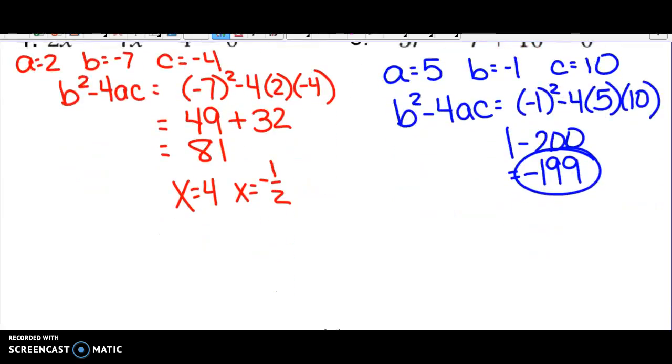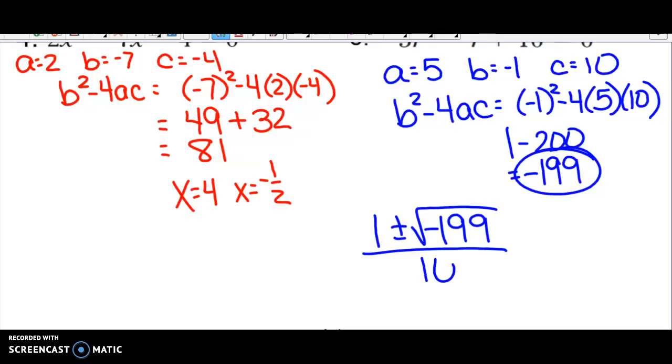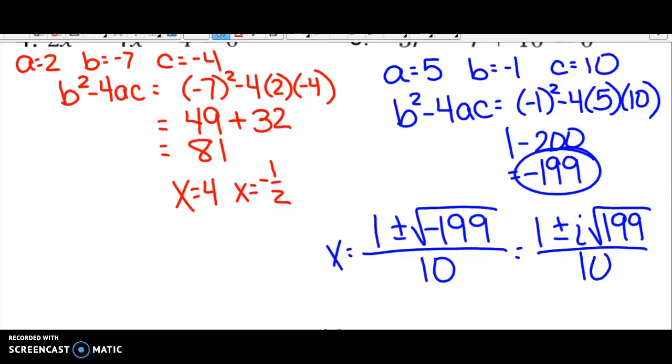So we've got the opposite of b is 1 plus or minus the square root of -199. And then all over 2a, 2 times 5 is 10. All right, I'm not sure if anything goes into -199. Let me check. All right, so I don't think anything goes in, so we're just going to pull an i out of there. So it's really going to be 1 plus or minus i square root of 199 all over 10. None of this can be simplified. All right, let's go on to the next one.